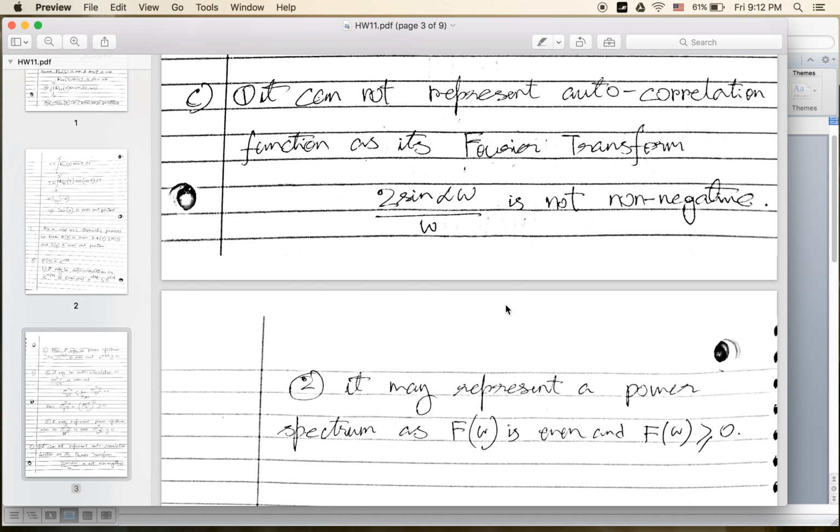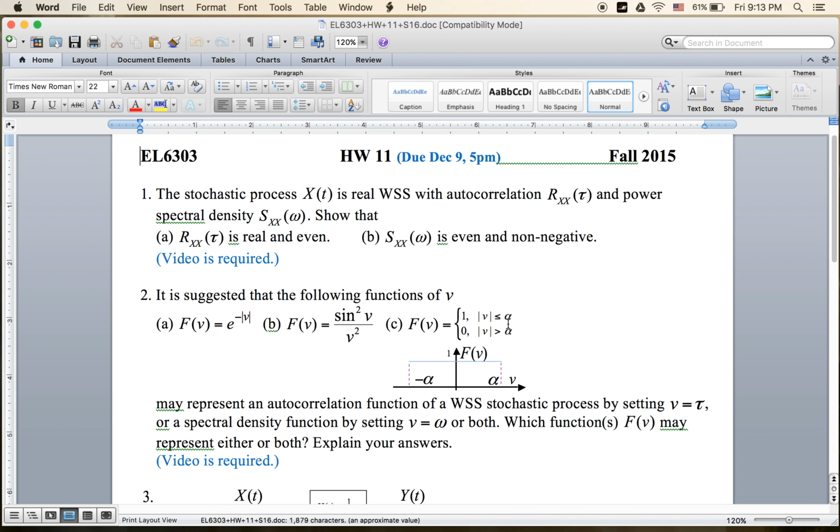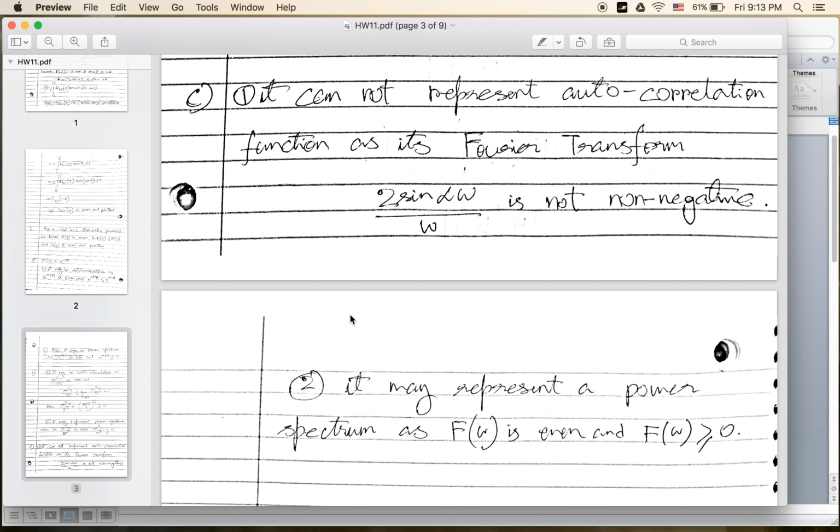We are given that f of v is 1 if mod of v is less than or equal to alpha, and equals 0 if mod of v is greater than alpha. So we see that it cannot represent an autocorrelation function. Why? Because if we take the Fourier transform, we will get 2 sine alpha omega by omega, but that is not non-negative. As this is an odd function, it can give us negative values, so this cannot be an autocorrelation function.